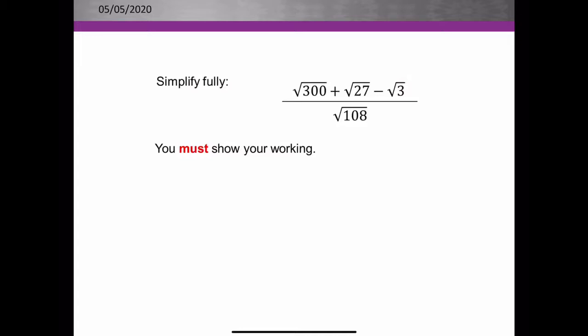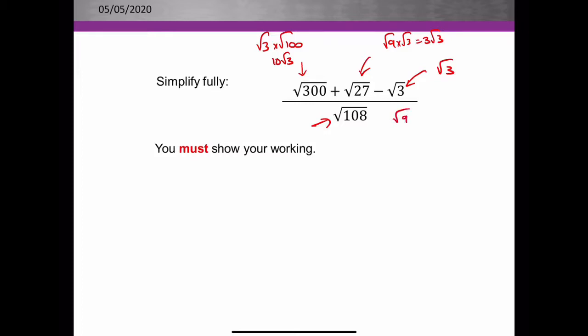So if I was doing this step by step, I'm going to do root 300 first of all as root 3 times root 100. So that's 10 root 3, done. Next one, root 9 times root 3, 3 root 3. This one, there's nothing I can do to it, so it just stays as root 3. 108, let's see, I think 9 would probably be the biggest number that goes into it. 9 goes into it 12 times, so it might be a bigger possible square number.